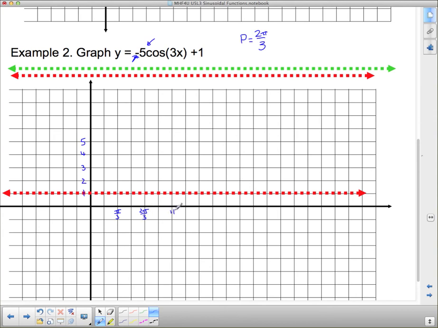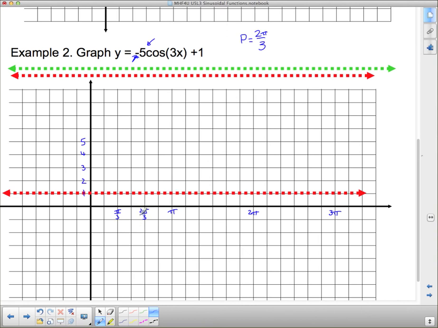And this would be just pi. So every 6 spaces I have pi. So I'm going to put another pi at 6 spaces. 2, 4, 6. This would be 2 pi. And 2, 4, 6. This would be 3 pi. So we'll just stretch it out that way. And we can go back the other way too, if we want to.